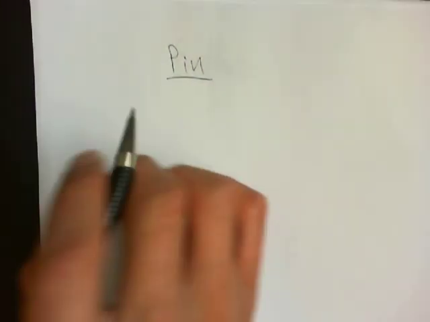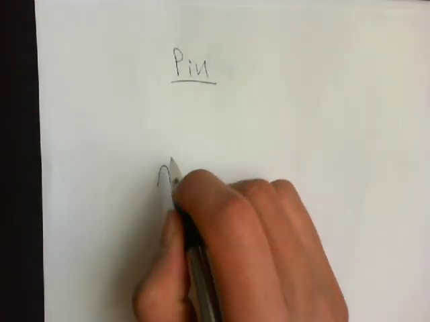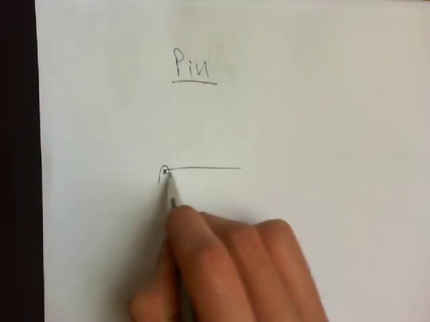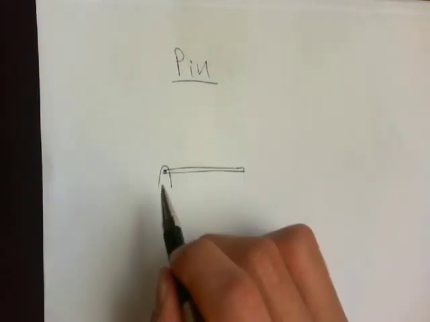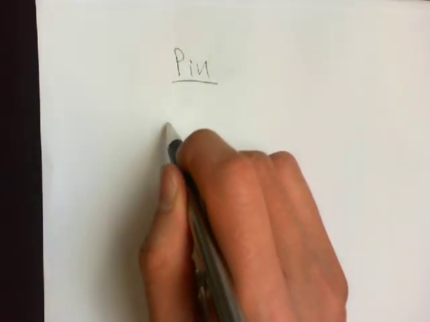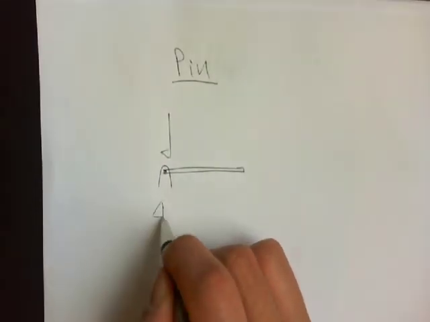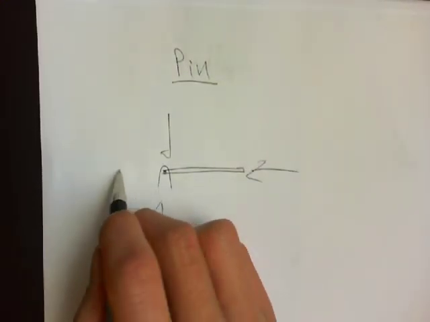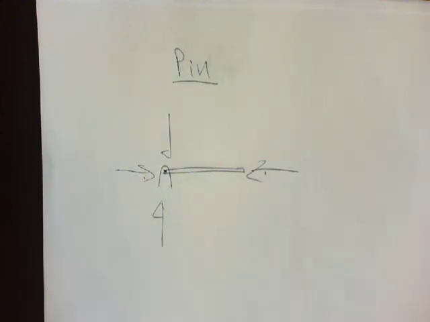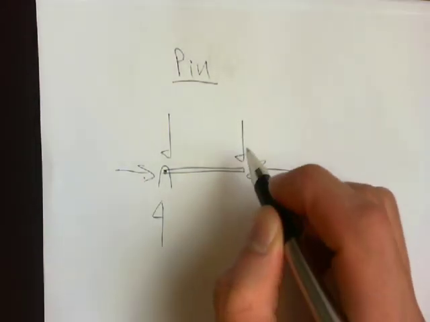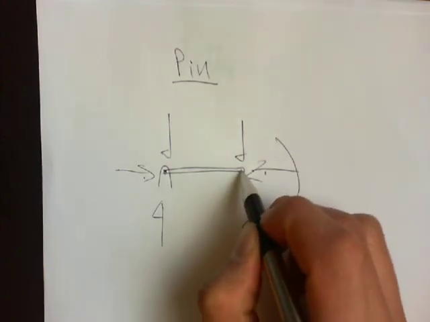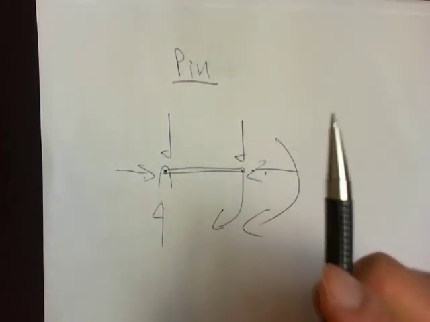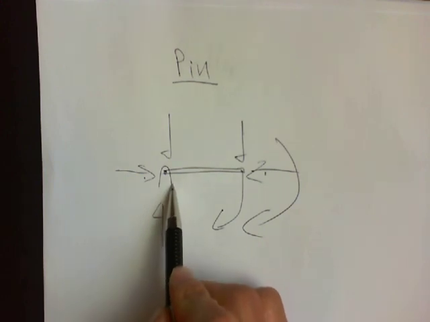So next is the pin. A pin is the same as a hinge. The only difference is a pin is only connected to one member, like this. If I apply this force, the pin will develop this force to react to this force. If I apply this force, the pin will develop this force to react to this force. If I apply this force here, which makes this moment, the beam is going to rotate like this, which tells us that this pin is unable to support a moment.